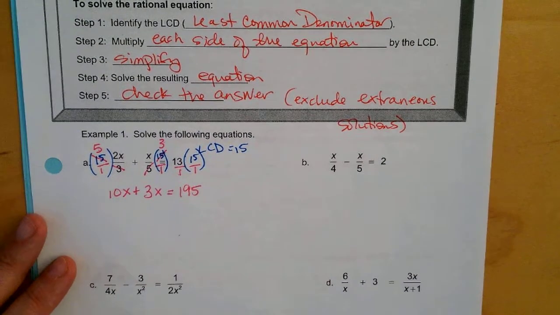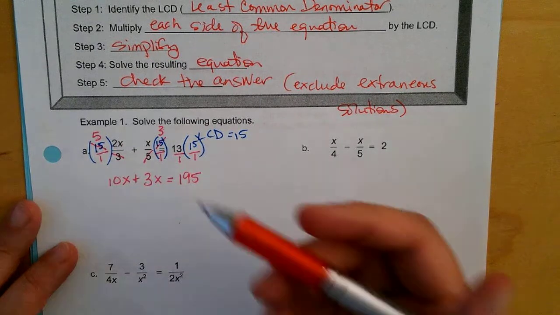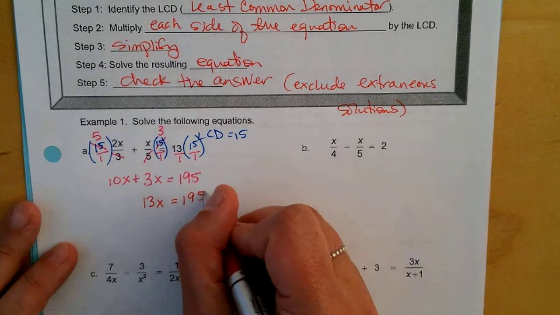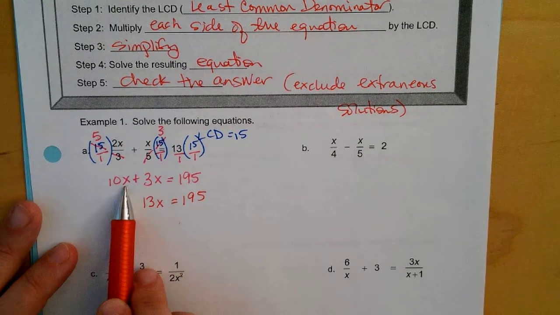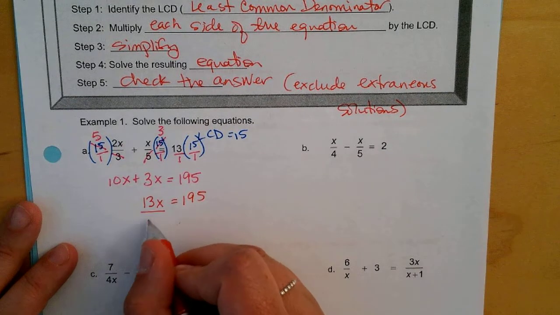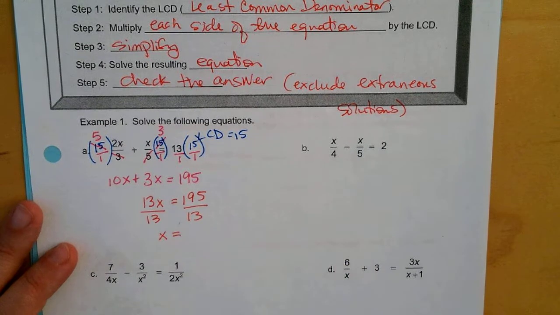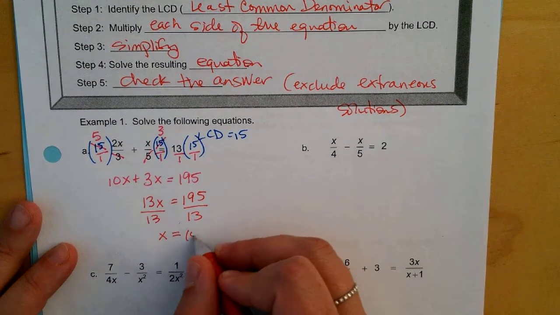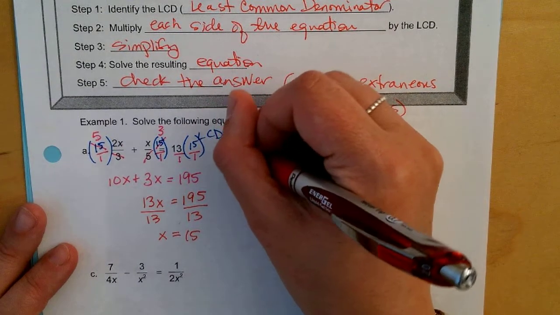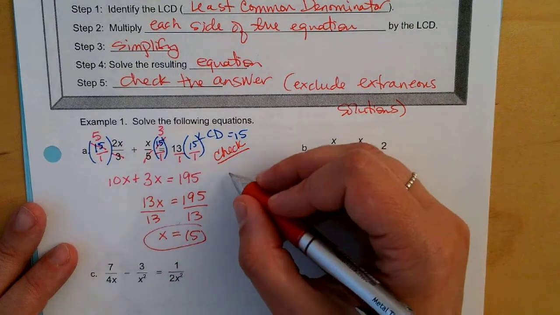Okay, how would I solve this for x now? Well, this is just a linear equation, you guys. This is x, x. These are like terms. How do I get x by itself now? X equals 15. Okay? And then if I do my check, I'm going to take that x equals 15 and plug it in.